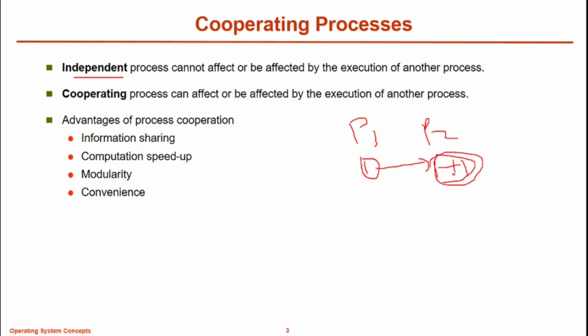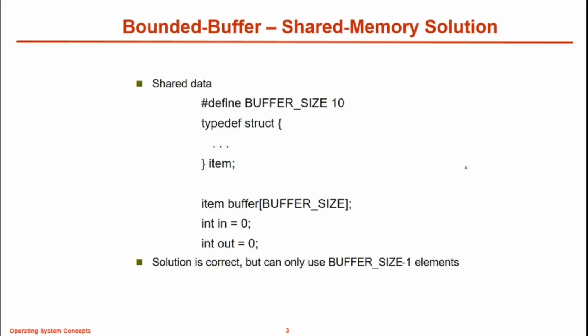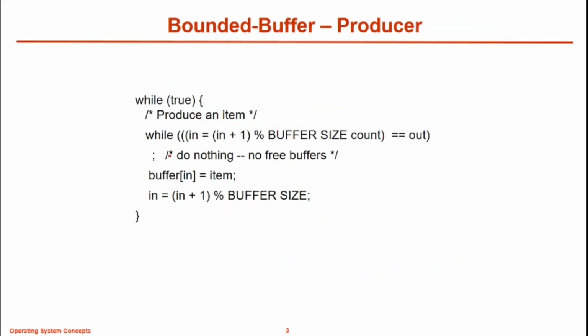After the completion of these two, if there is any other task by P1, then the CPU cycle can be shared with process P1, where the computation speed will be more. So this is one of the advantages of having a cooperating process. And you can see, of course, this is the code for the shared data.